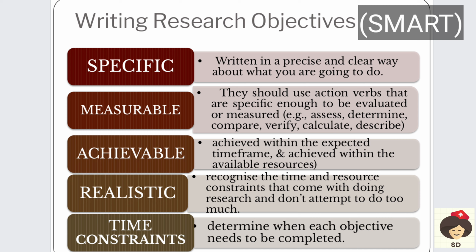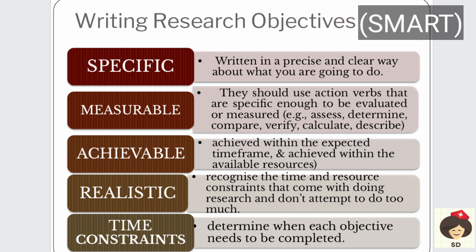The wording that we use in the research objective should be an action verb, which means we can measure the research. Words like assess, determine, compare, verify, calculate, describe are action words that we can evaluate or measure, so these words should be used. And achievable. The researcher should write only what he is able to achieve with the available resources and time. Anything which cannot be achieved by the researcher should not be written in the objectives.